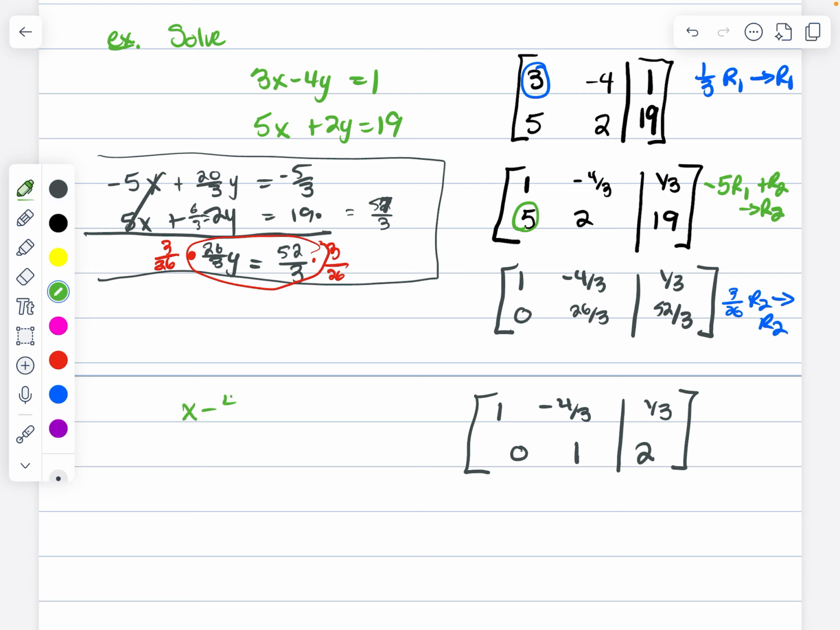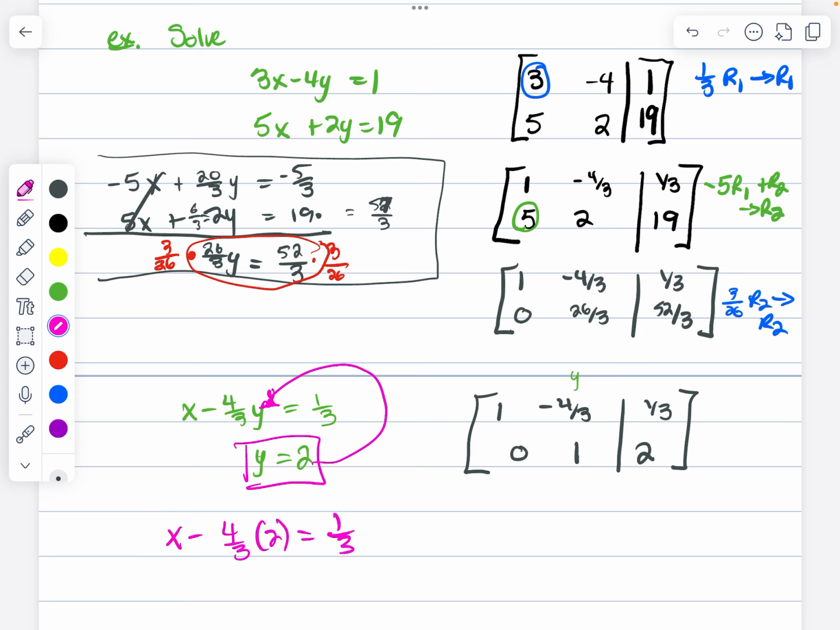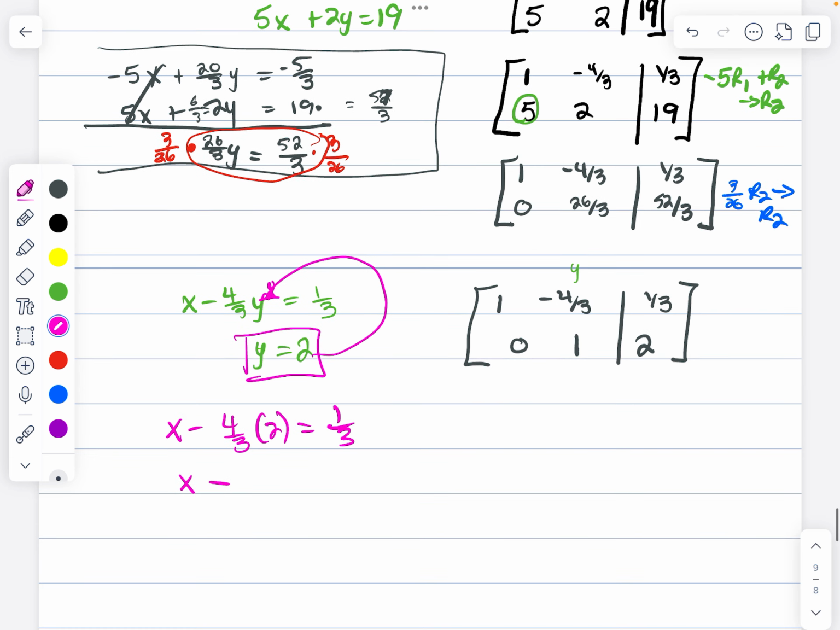All right. With this, if I were to rewrite this as an equation like it was initially, then this would be x minus 4 over 3y equals 1 over 3. And then remember, this is the y column, so that would be y is equal to 2. Now that I have this, I can use backward substitution, substitute that 2 in for y, and I have x minus 4 over 3 times 2 equals 1 over 3. So x minus 8 over 3 equals 1 over 3. Add 8 over 3 to each side. And we have x is equal to now 9 over 3, which simplifies to x equals 3.